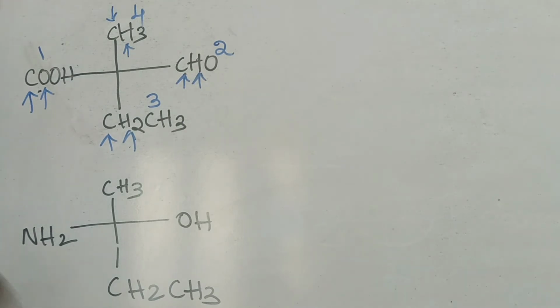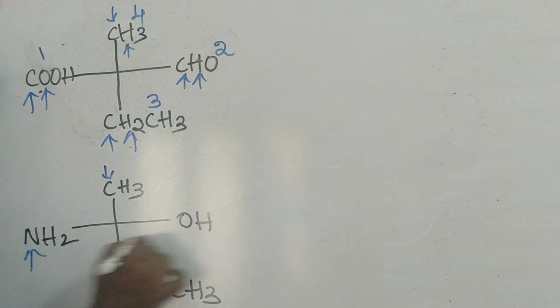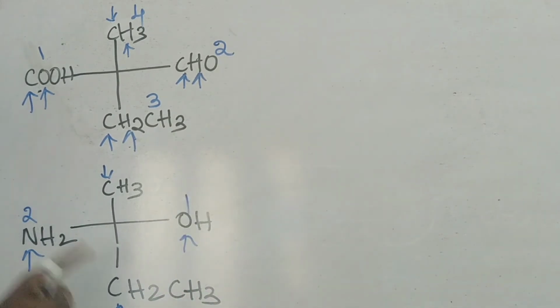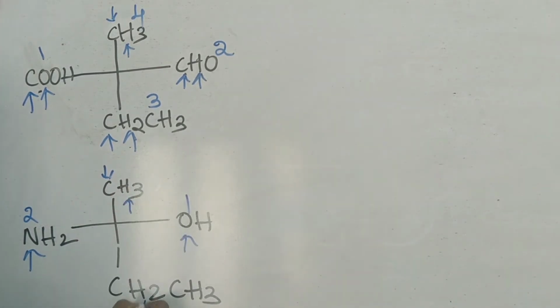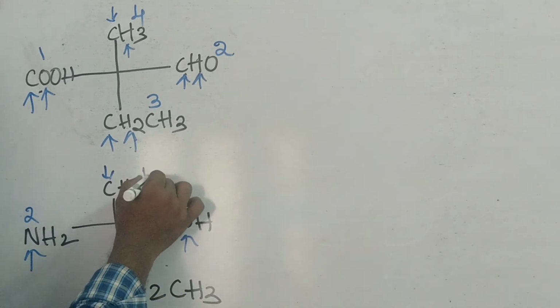Now you can see here carbon, carbon, nitrogen, oxygen. Obviously, oxygen will get the highest priority, and nitrogen, having the highest atomic number after oxygen, comes next. Next one, carbon, carbon is similar, hydrogen, hydrogen is similar. Go with the third atom, carbon. So it will get the 3rd priority, and this will get the 4th priority.